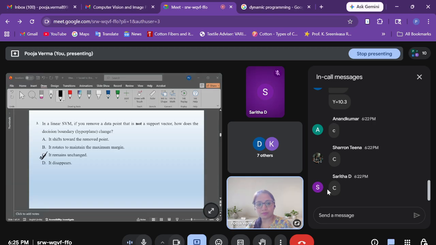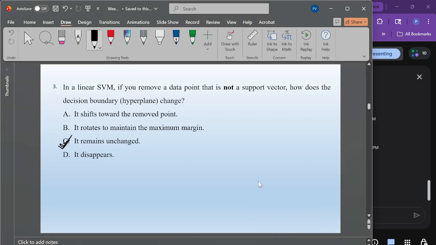Okay. So most of you have given the right answer for this question. So now I hope all of you have understood this question. So now moving to our next question.